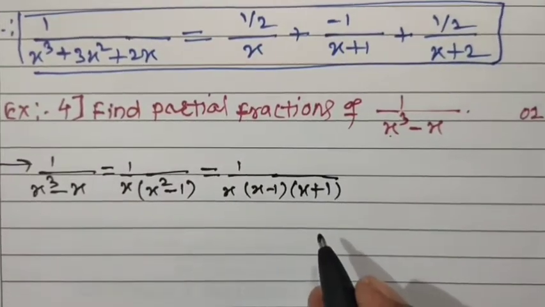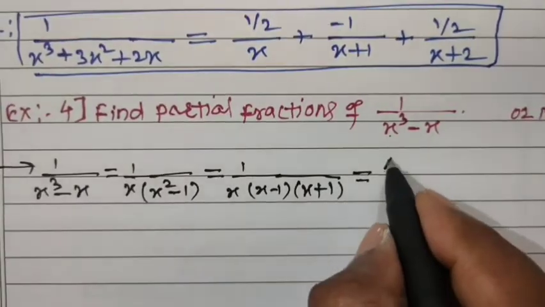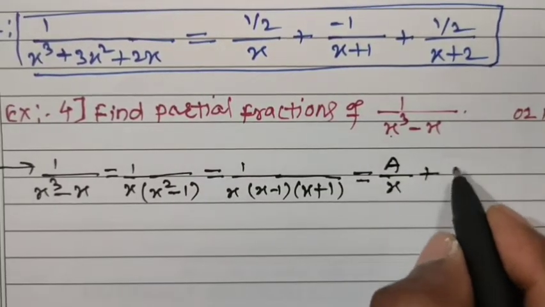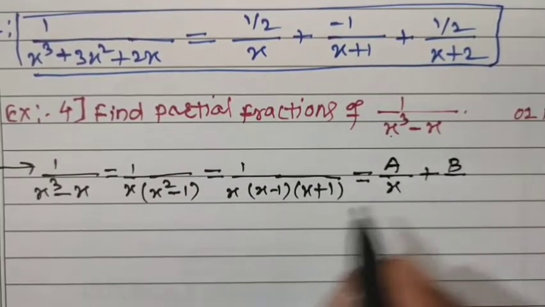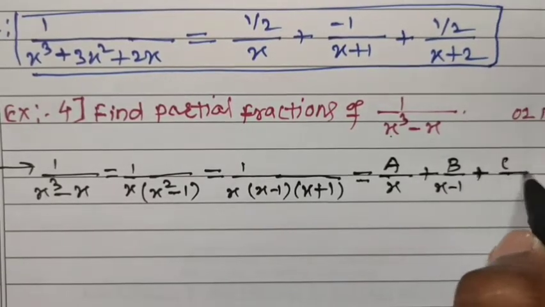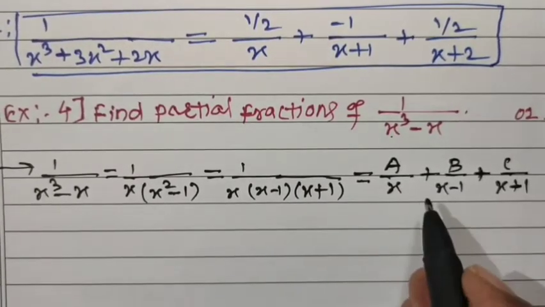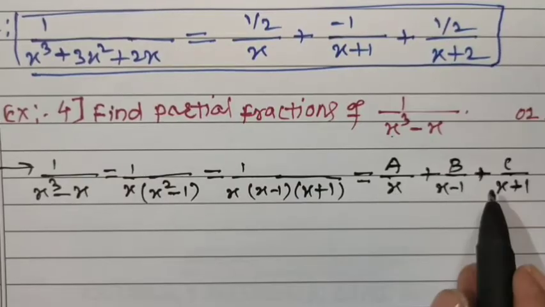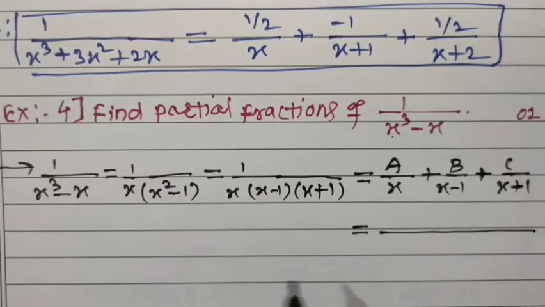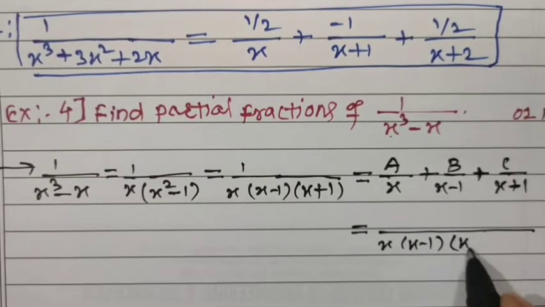Now this is equal to, in terms of arbitrary constants, arbitrary constant a divided by the first linear factor x, plus arbitrary constant b divided by the second linear factor x minus 1, plus arbitrary constant c divided by the third linear factor x plus 1. Now the LCM of denominators of the right hand side, we have to consider the denominator of the left hand side, which is x into x minus 1 into x plus 1.